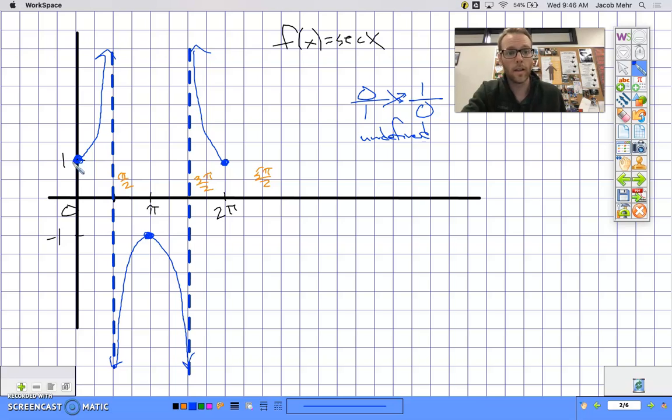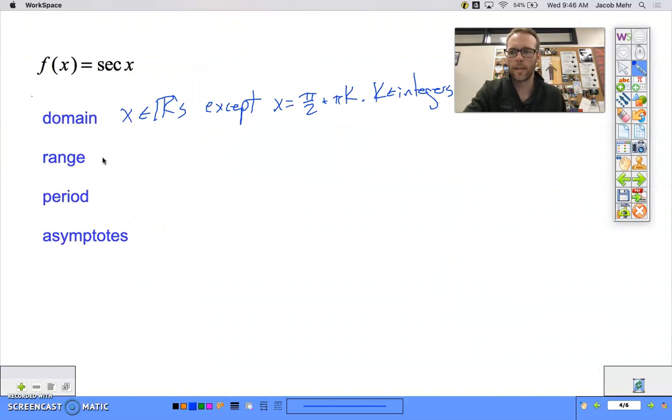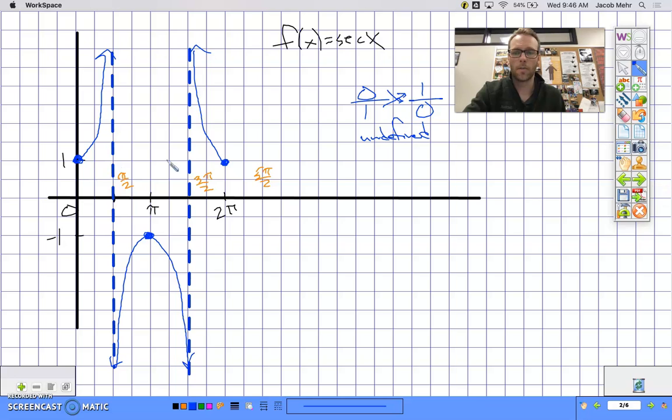Well, it's 1 inclusive up to infinity. It's -1 inclusive down to infinity and nothing in between. So we're going to write that as y is an element of -infinity to -1 inclusive union 1 inclusive to infinity. What is its period? Well, its period is still pi. It's still repeating itself every 2 pi.